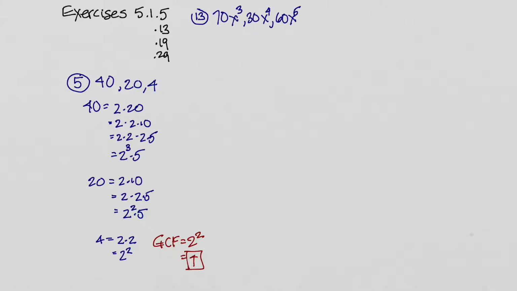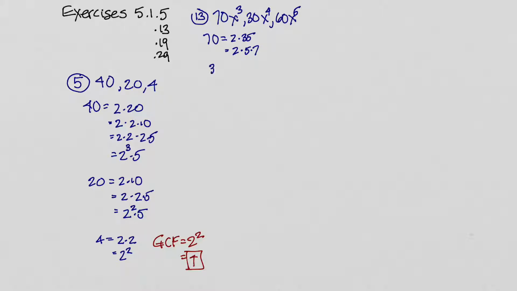So let's take a look at the greatest common factor of these 3 quantities. And let's start here with the 70. Now the 70 we can write as 2 times 35. This will be 2 times 5 times 7. So what we have here is 2 times 5 times 7.